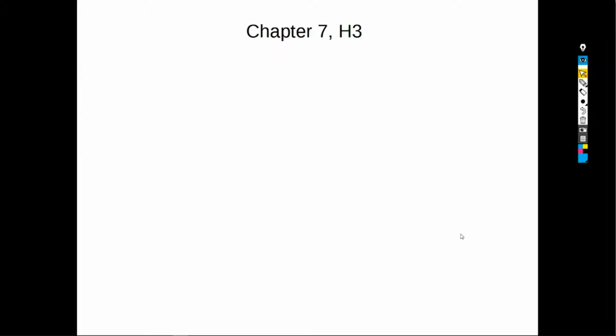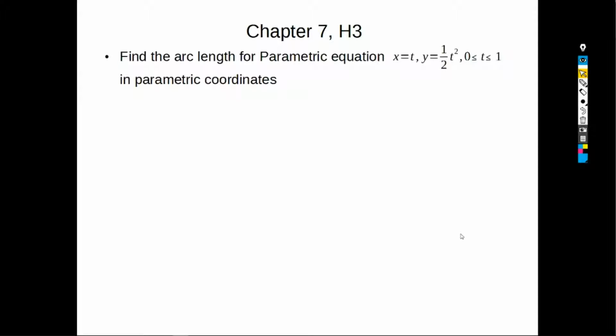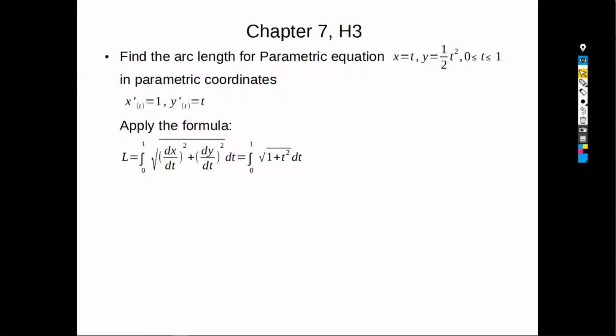Now, an example. Say you have a parametric equation of x equals t and y equals 1/2 t squared for t between 0 and 1. So what we do is we find x prime and y prime, x prime being 1 and y prime being t. Now we just apply the formula that we know for parametric equations, and you get the integral from 0 to 1 of the square root of 1 plus t squared dt.